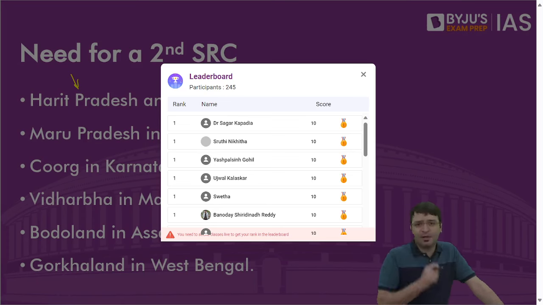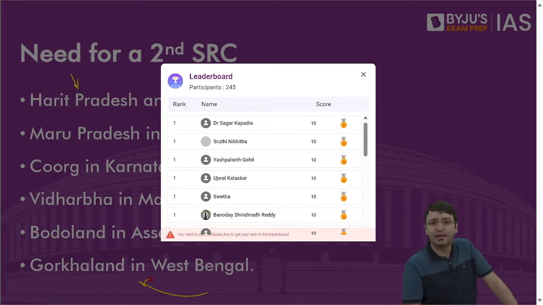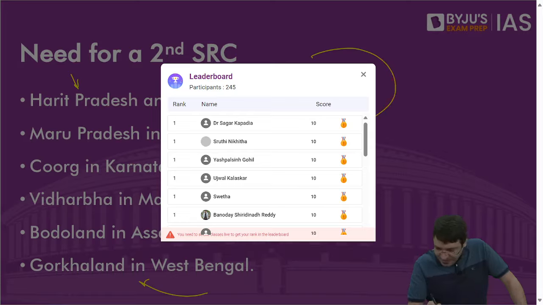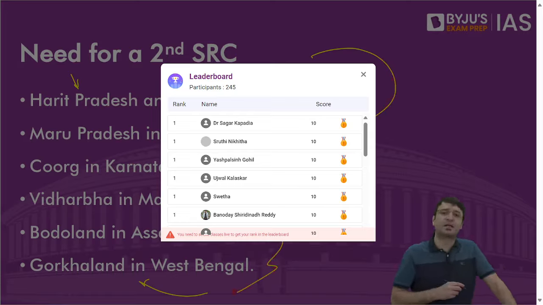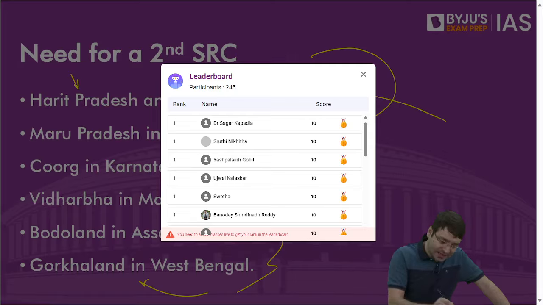Similarly, Vidarbh, where we see horrific farmer suicides and distress in the farming sector, is asking for a separate state. Bodoland in Assam is asking for a separate state. Gorkhaland in West Bengal is asking for a separate state. Despite the fact that there are these different demands coming from different parts of the country, this is where experts say we need a second States Reorganization Commission.